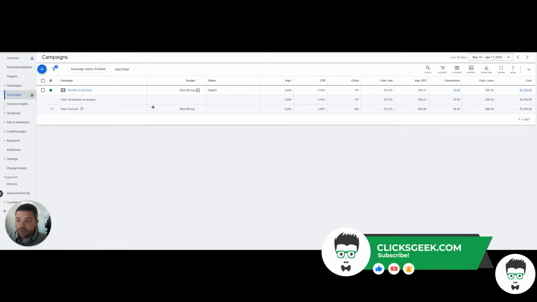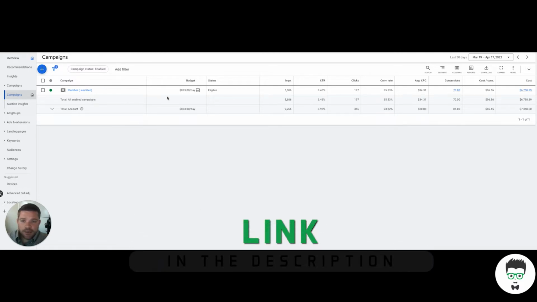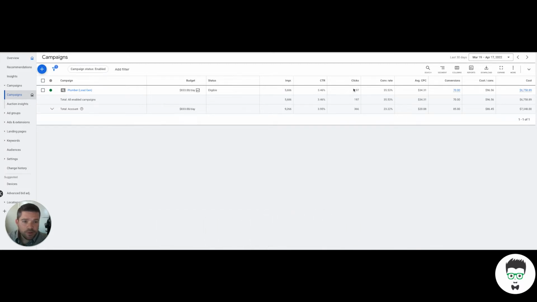So let's dive into this campaign really quick. So as I mentioned, plumbing campaign, our daily budget is $833 per day on this specific campaign. And this is a 30-day window that we're looking at here.